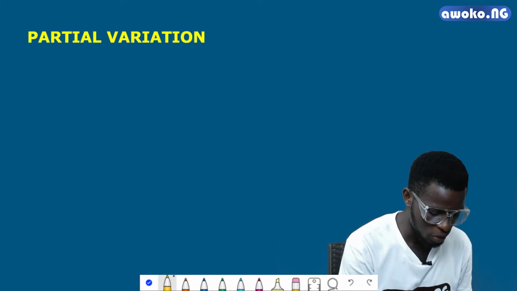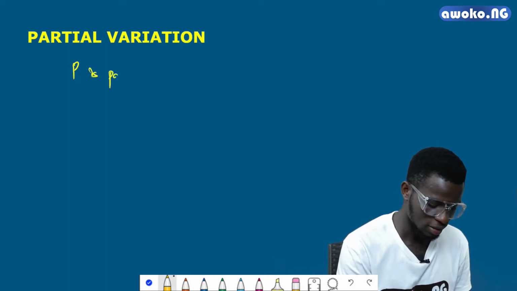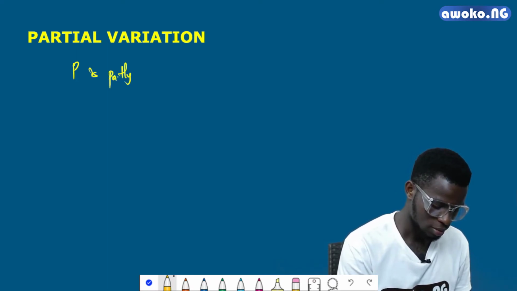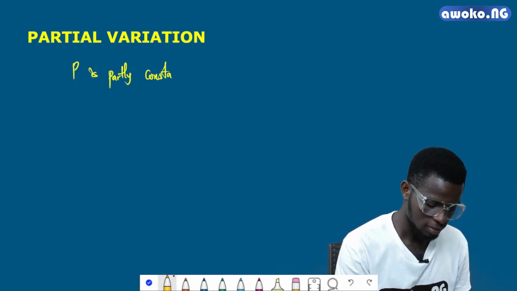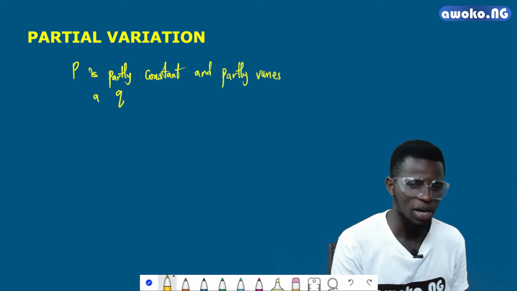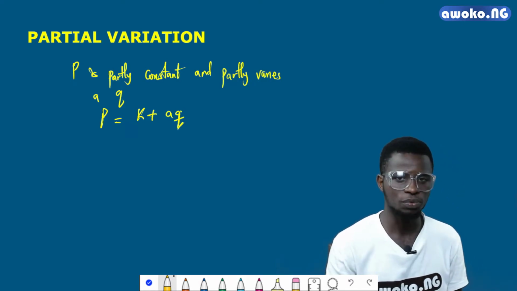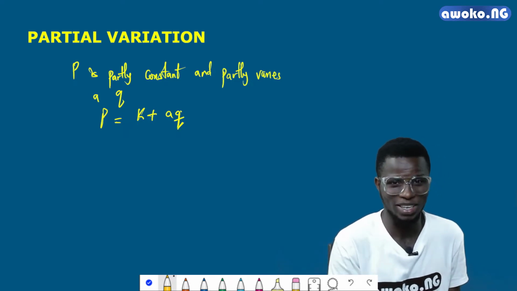For instance, if we say P is partly constant and partly varies as, let us say, another quantity Q, then we can write it mathematically as P is partly constant and partly varies as Q. What is the meaning of all this, or what is the implication of this expression?